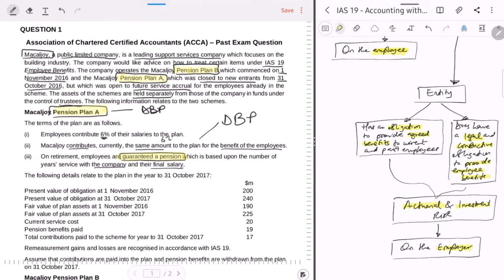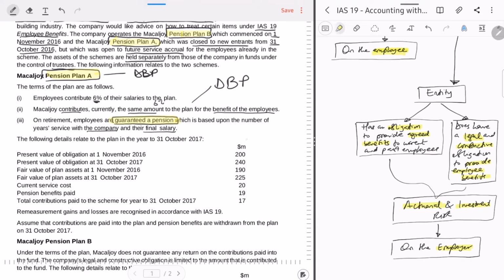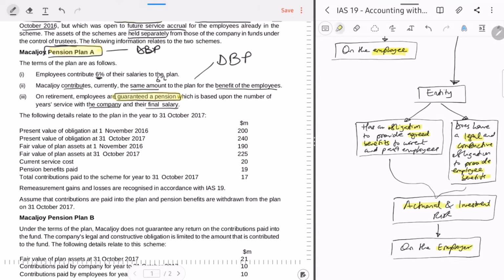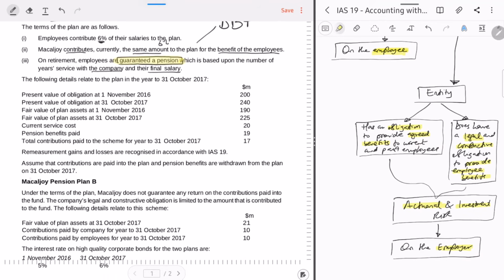So now let's continue. And they give us some details to use for the computation. We'll look at that shortly. So we can skip all of this for now. Then let's look at Macau Joy Pension Plan B.